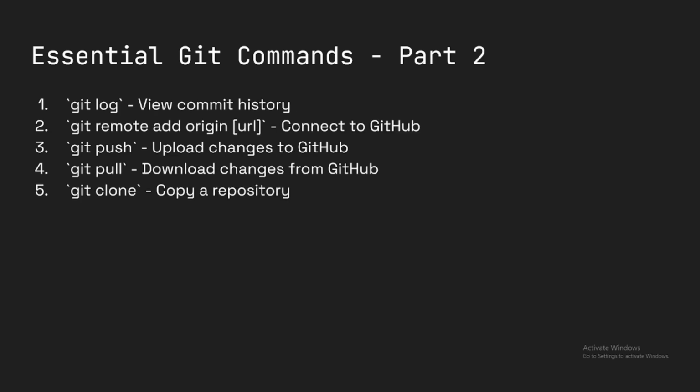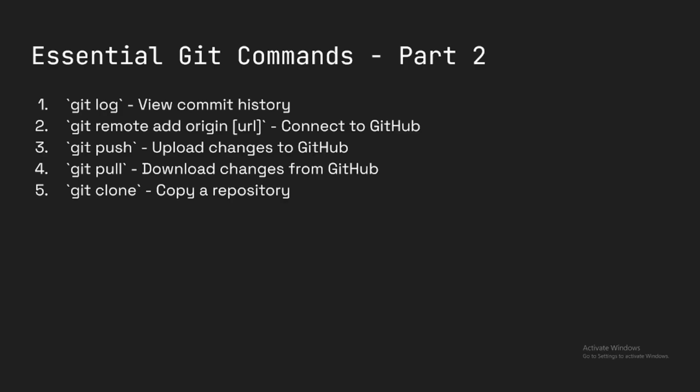Git log, this is how you view your commit history. This is very important. Let's say you're working on a project with 20 people and somebody overnight pushes the wrong change and you need to figure out who did it, you use git log. Git remote add origin, this is how you connect your Git to your GitHub. So that's very important, obviously. Git push is how you push the main branch to your repo.